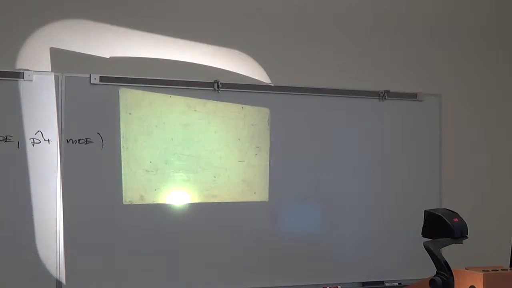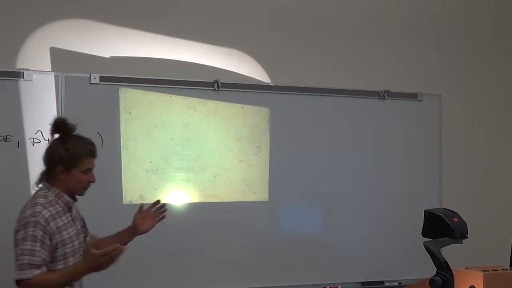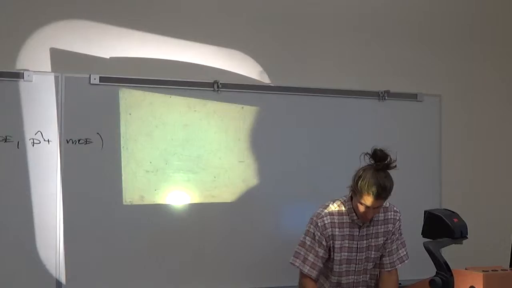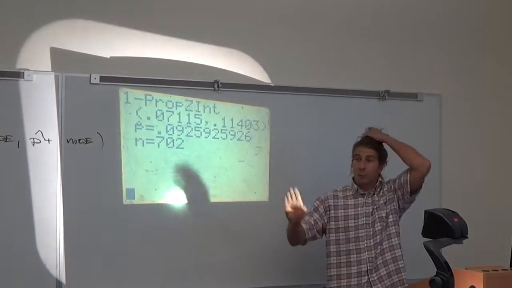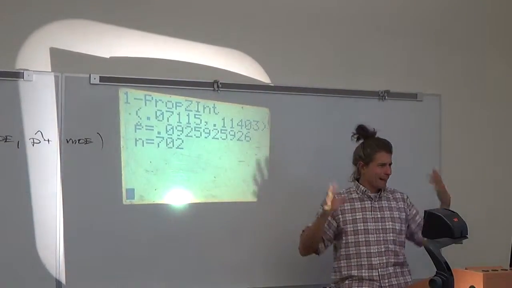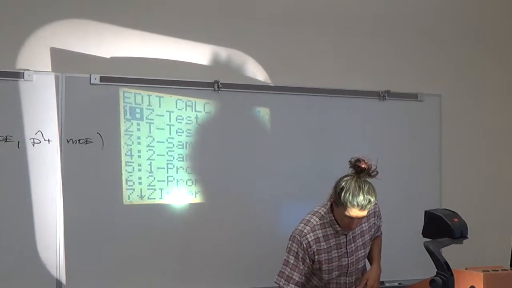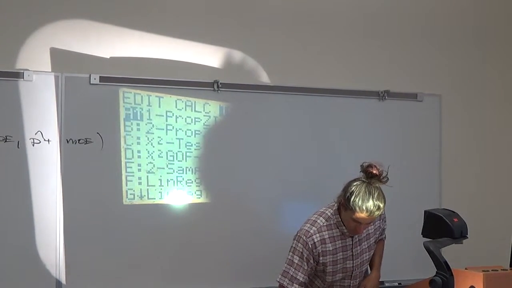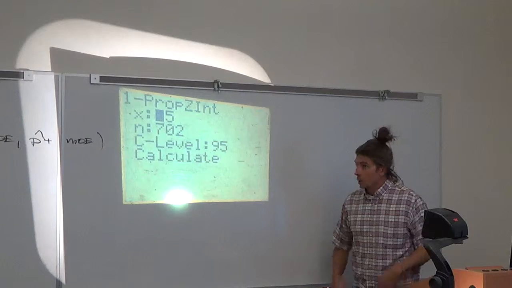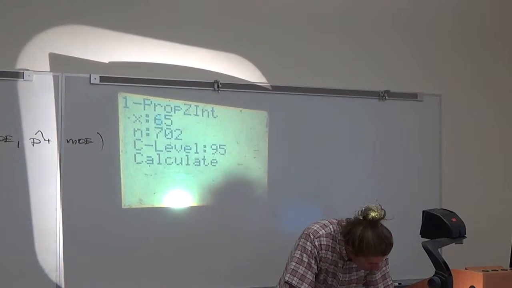I mean, we're using the TIs and technology to do our computations. We don't want to do these computations by hand over and over again. It's annoying. I do have one more thing I want to compute by hand later on, but not this. Okay. One prop z int. Just shuffle up the data a little bit.